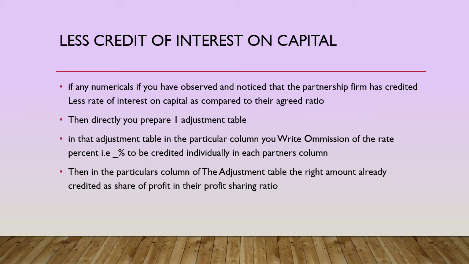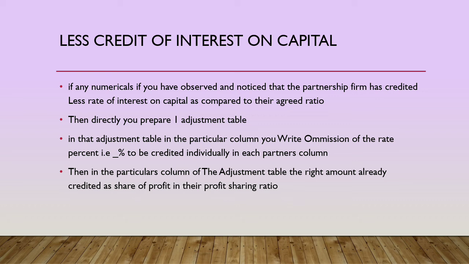So you have to give them. That's why you write 2% IOC to be credited. Calculate 2% IOC, what is that particular amount? You put it in the individual column for the partners, and the total amount you derive, they have already taken as share of profit. So mention in the next line: already credited the total amount as share of profit in the profit sharing ratio. Now compare and you'll get the answer.